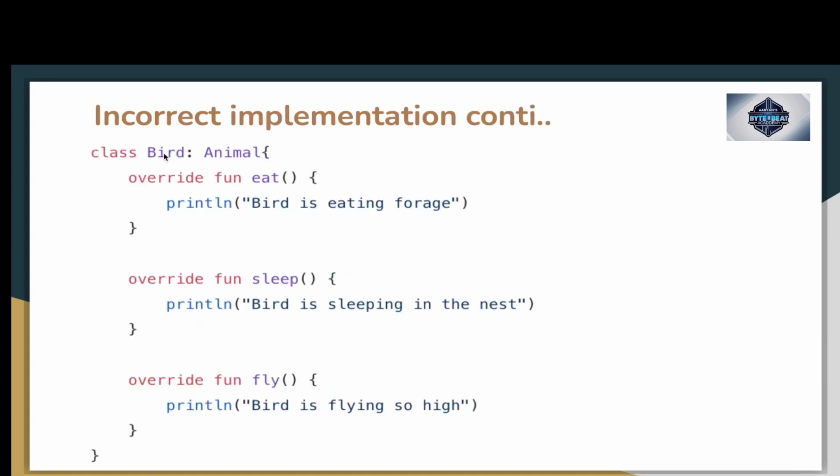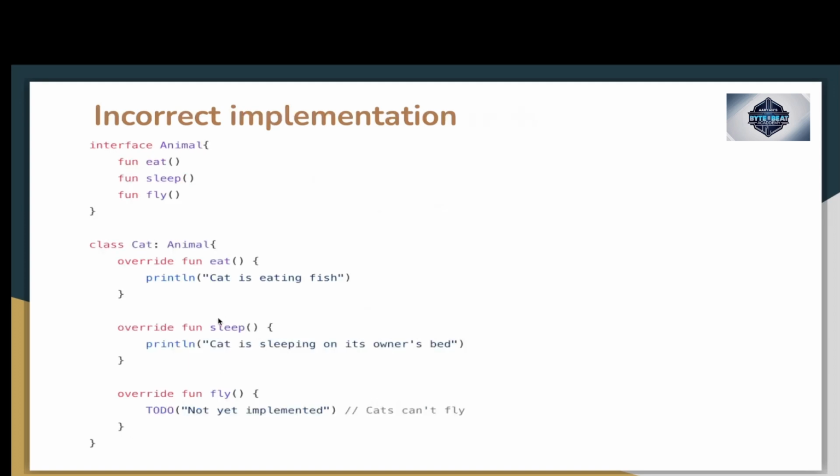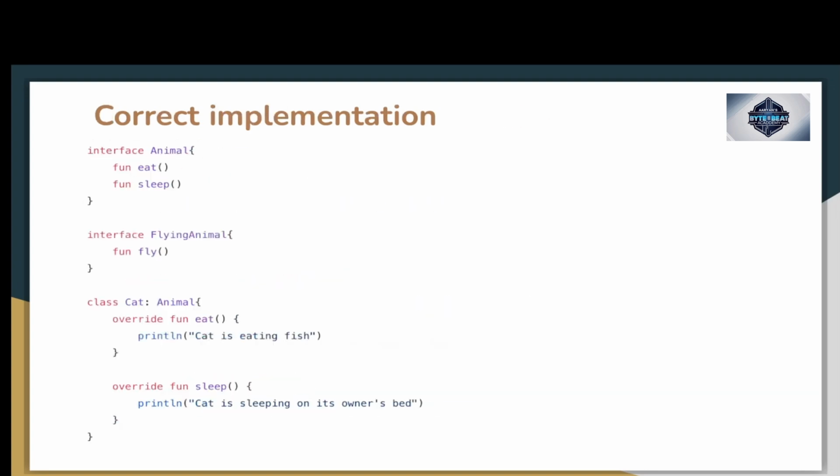Now we have a bird class that also implements this animal interface, and here we have eat, that is a usable method. Sleep, again a usable method. Fly, again a usable method. But on the previous slide we saw that the fly method is actually not required for cat. So what we should do is split this interface into two parts, because this interface is now becoming a fatty interface.